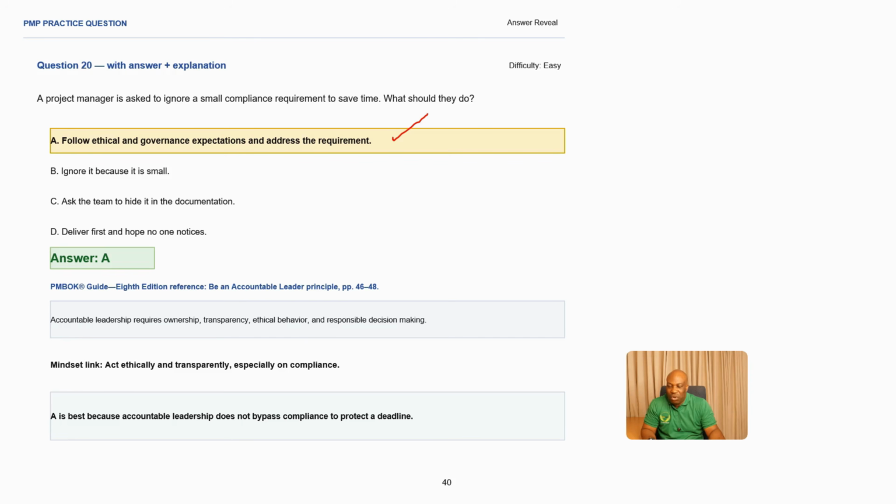So you need to follow ethical and governance expectations as a project manager. And what is our reference here? It is the leader principles, be an accountable leader, in our PMBOK. And then the mindset that we used here: act ethically and transparently. As a project manager, you must be transparent and honest, making A the best answer because accountable leadership does not bypass compliance issues.